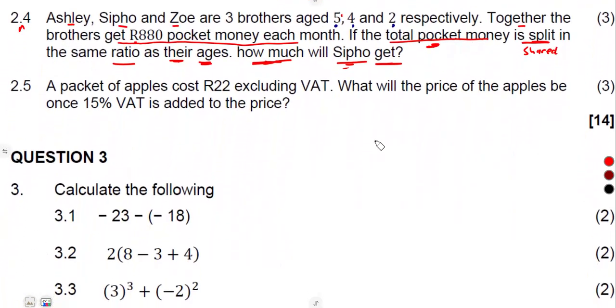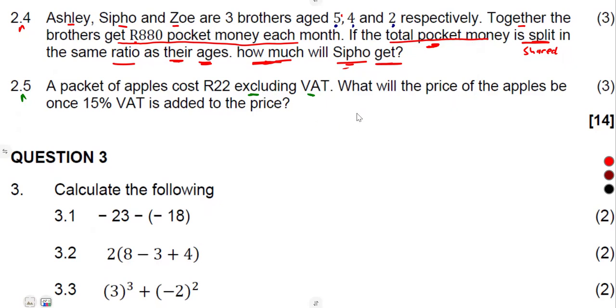All right. On 2.5, a packet of apples costs 22 rand, excluding VAT, excluding the value added tax. The value added tax is not included in this. All right. What will be the price of apples once 15% is added?